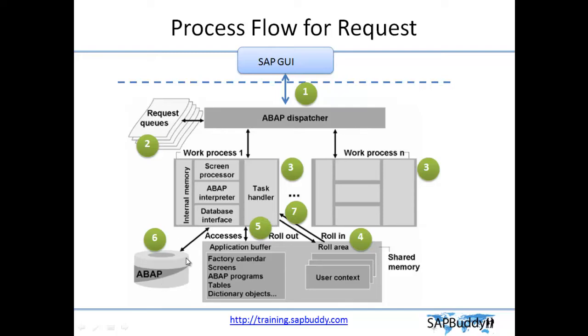Otherwise, it will go to the database. Here it's mentioned as ABAP. It's a database where it will pull out this information from the database, roll it in to the memory, process the specific data, and give the output to the user.